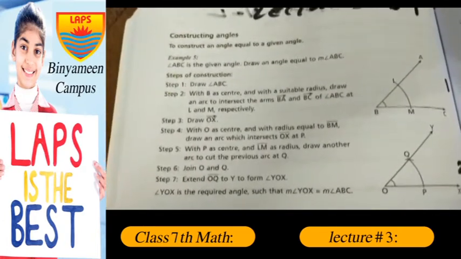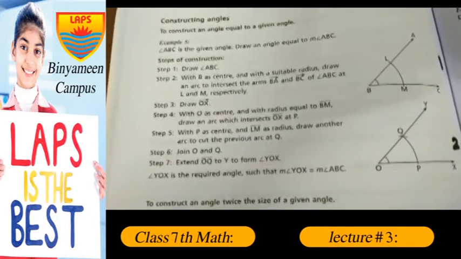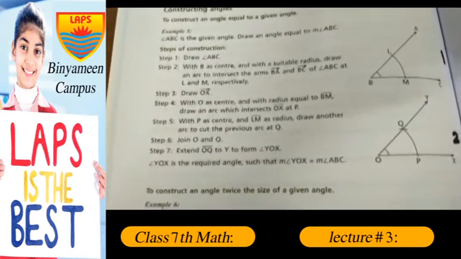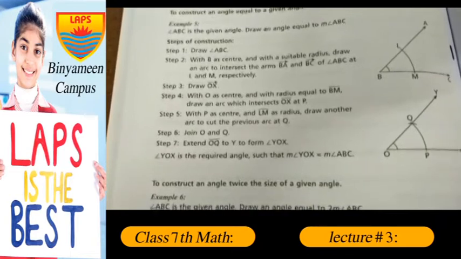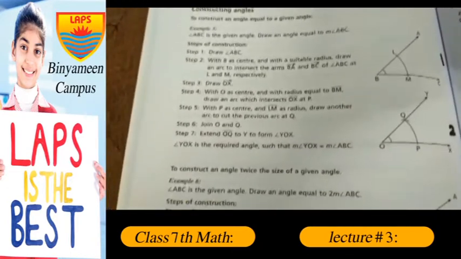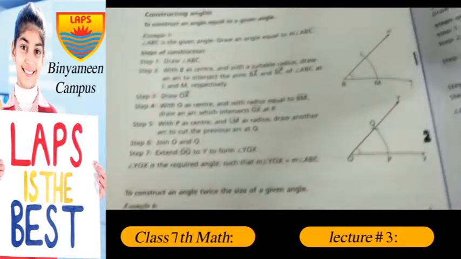Step 1. How to construct. Draw angle ABC. Step 2. With B as a center and with a suitable radius, draw an arc to intersect the arms BA and BC of angle ABC at L and M respectively. Step 3. Draw. Then this picture is done.